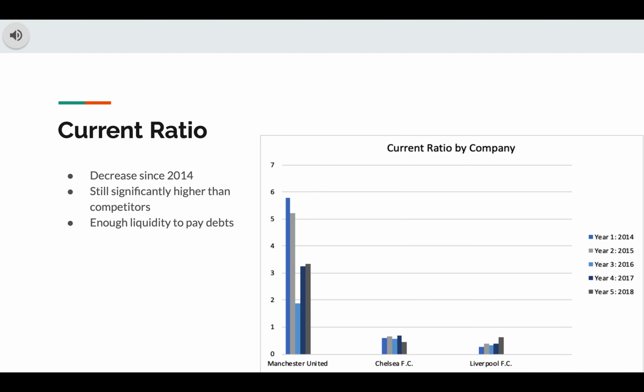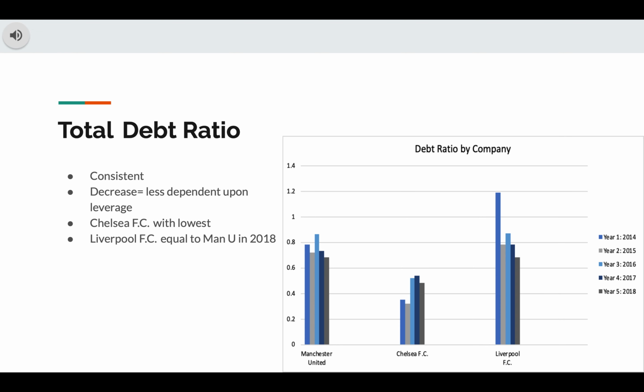Since 2014, Manchester United's current ratio has gone down, but has still continued to maintain a ratio well above Chelsea FC and Liverpool FC. These two competing companies have ratios that are below 1, showing that they have a negative net working capital, whereas Manchester United has a significantly higher current ratio, indicating that it has enough liquidity to pay debts.